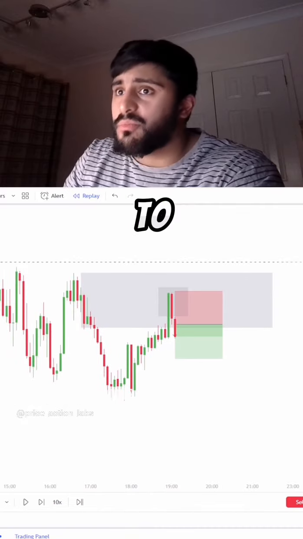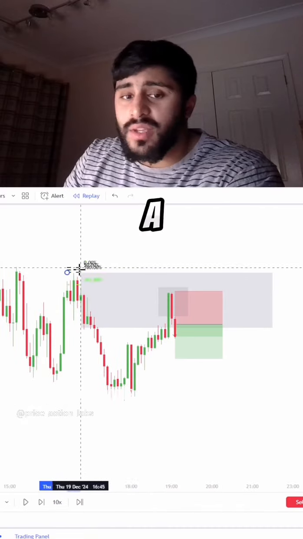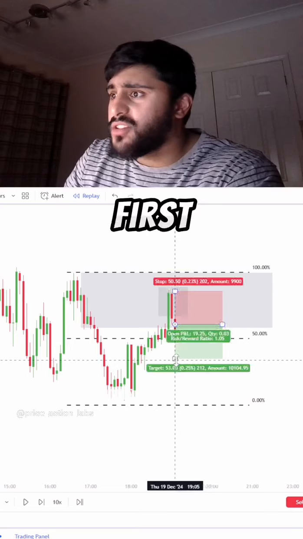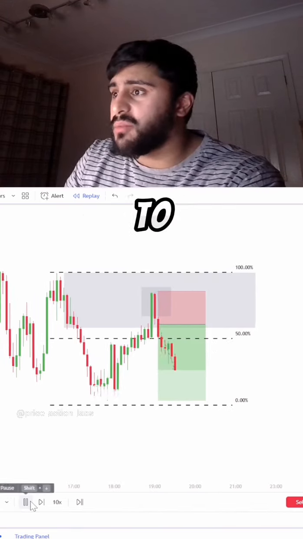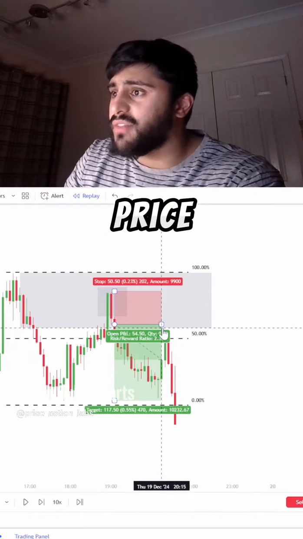You use a Fibonacci tool to target. So we have a swing high over here and we have a swing low down here. My first initial target will just be the end of the Fibonacci, the end of the dealing range. If I continue to play price on, we can see how price eventually rallies down.